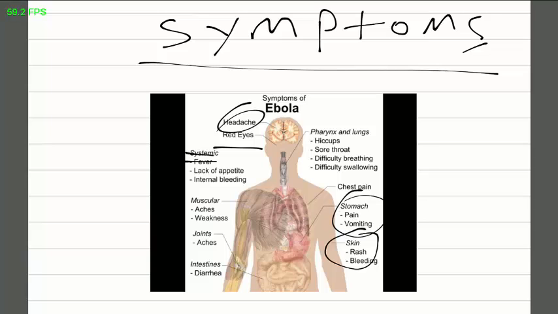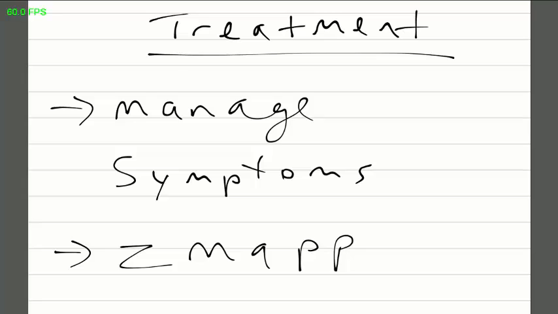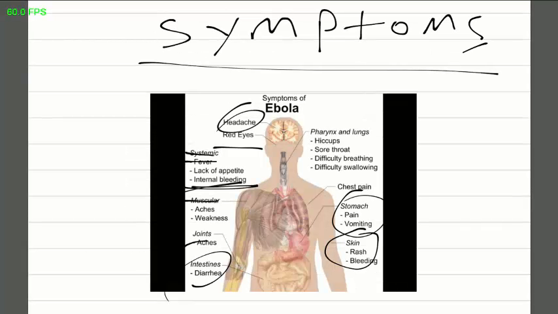Systemic symptoms: you can see fever, lack of appetite, and internal bleeding because of the hemorrhage. It can't seem to contain blood within your blood vessels, so essentially they're leaking out any way they can. Internal bleeding, so you're going to see a hemorrhage on organs, etc. Muscle weakness, aches, joint pain. You might even see diarrhea in there. So those are the symptoms for Ebola hemorrhagic fever.